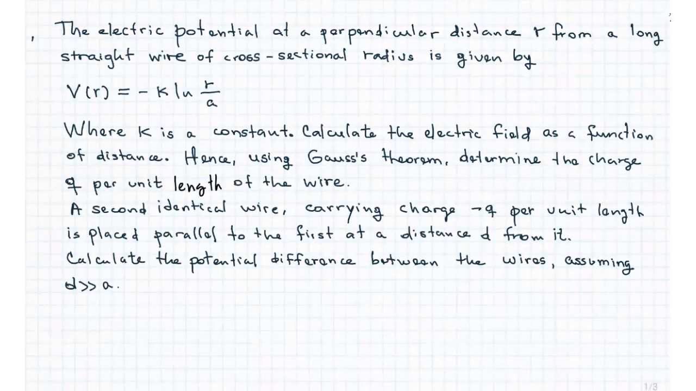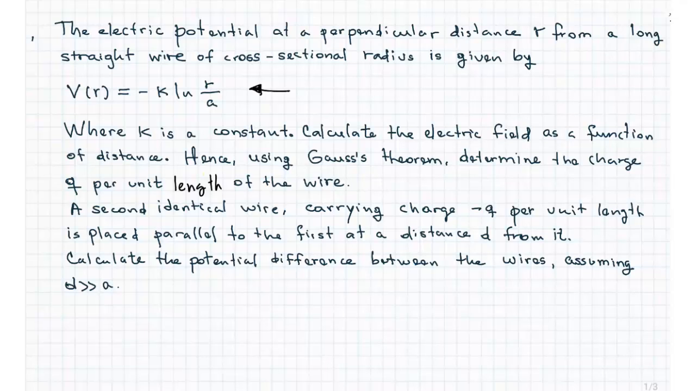We have this problem and we want to talk about it. The problem says the electric potential at a perpendicular distance r from a long straight wire of cross-sectional radius a is given by the following expression: V is equal to minus k log of r divided by a, where k is a constant.